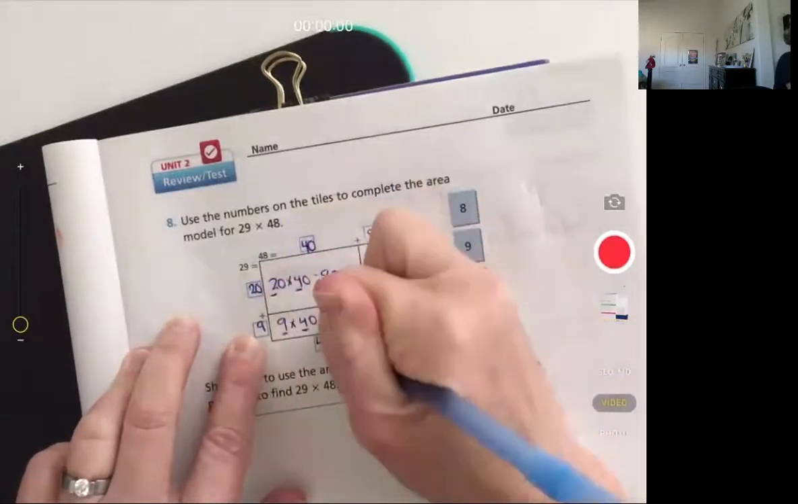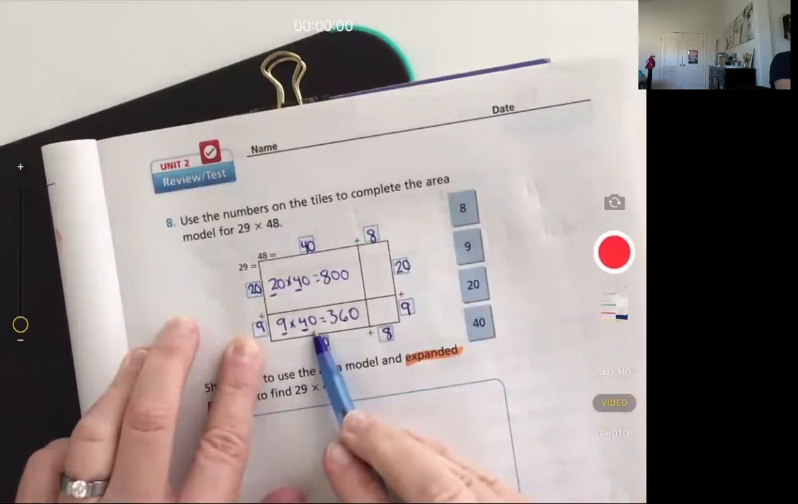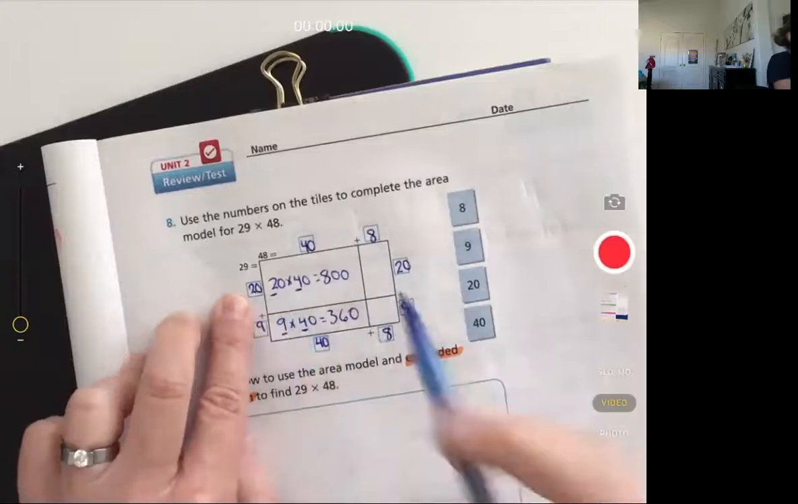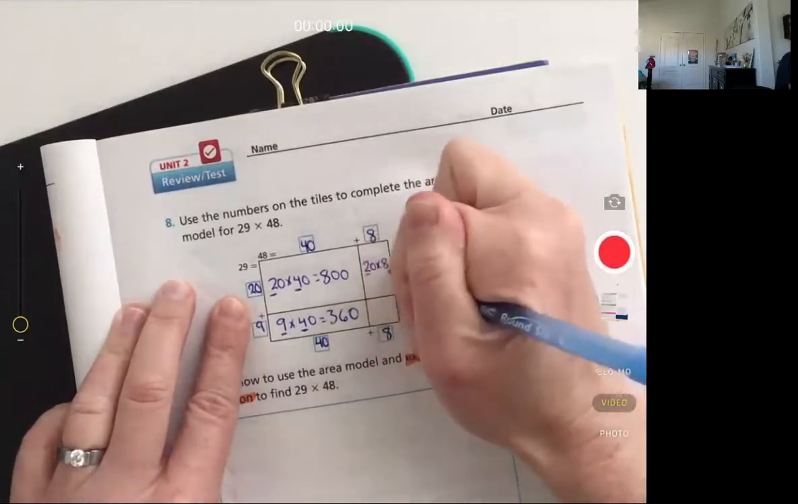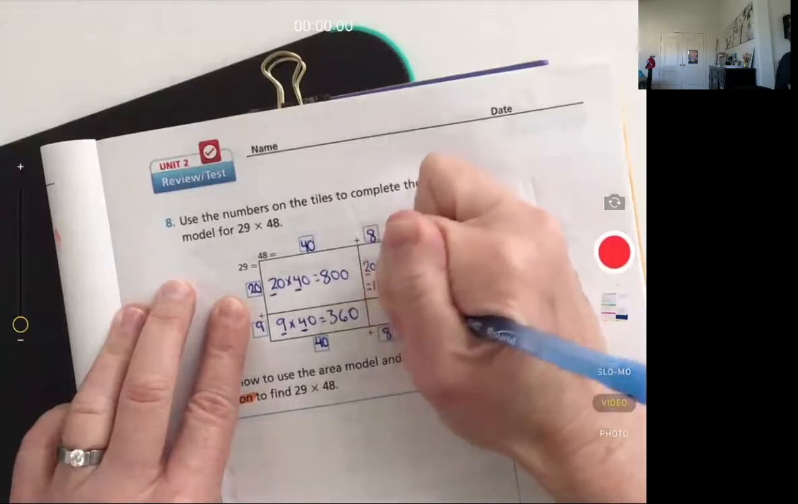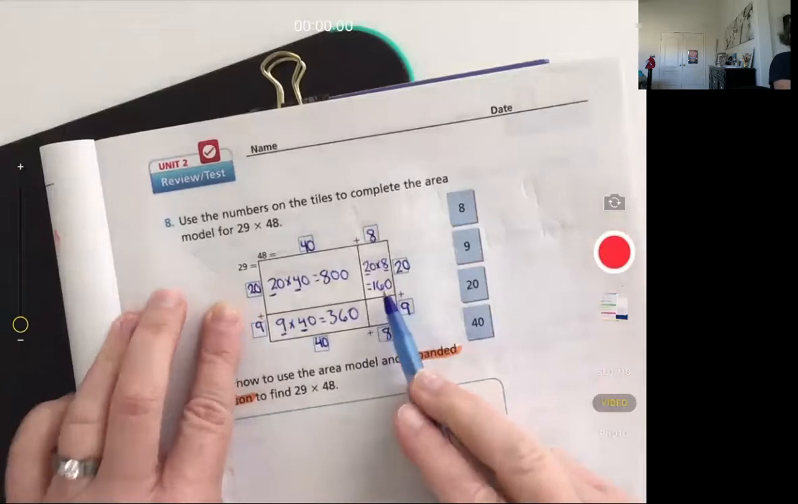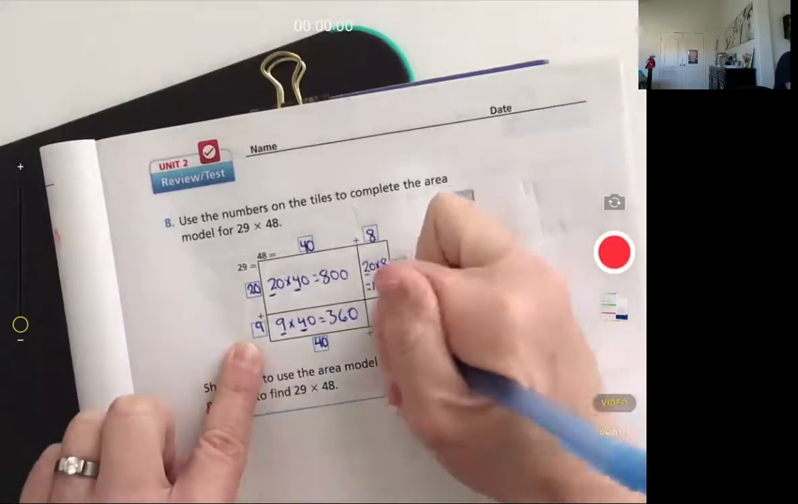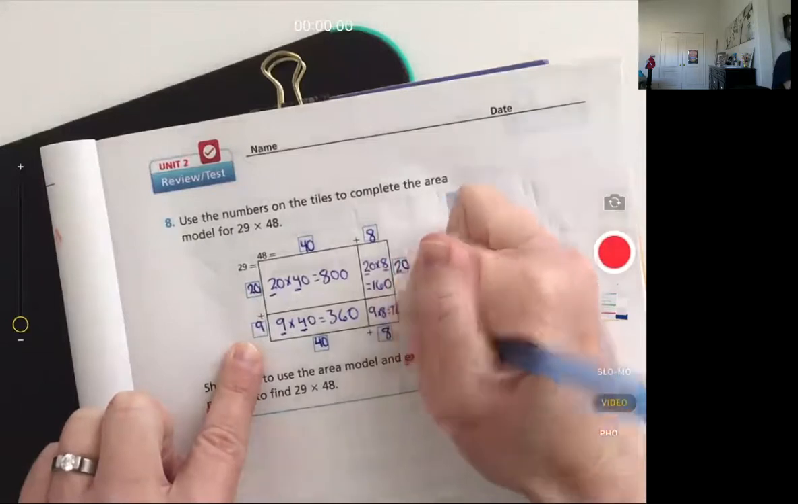9 times 4, 36. And there's 1 zero for the 10. 20 times 8. I know 2 times 8 is 16. And the 1 zero for the 10. And finally the ones. 9 times 8 is 72.